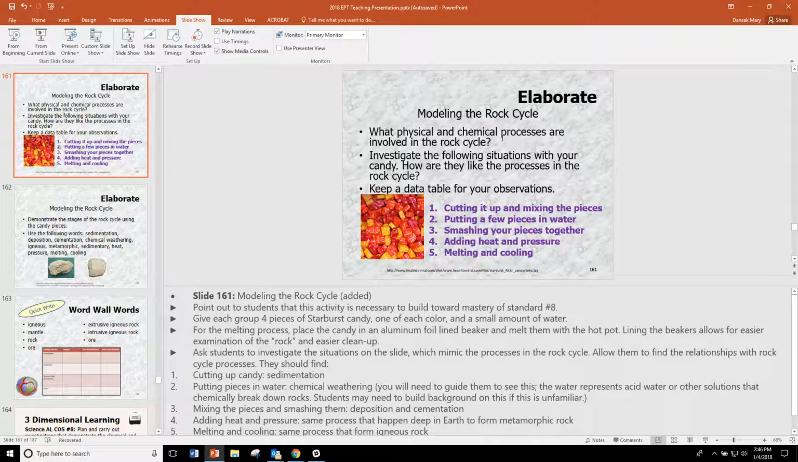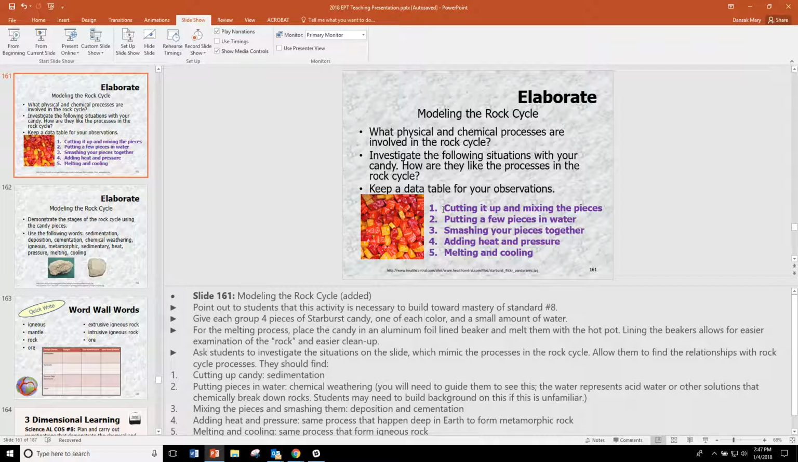So students are looking for physical and chemical processes involved in the rock cycle. A lot of students know by the time they get to 6th grade the physical processes, but you may need to go over the chemical processes, the chemical weathering and acidification that goes on in the rock cycle. So you and your students, however best suits your needs, will examine these situations and talk through the phases in the rock cycle.